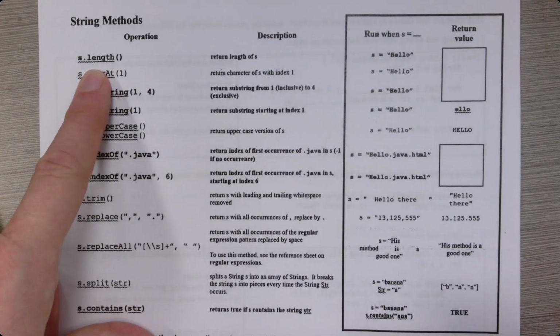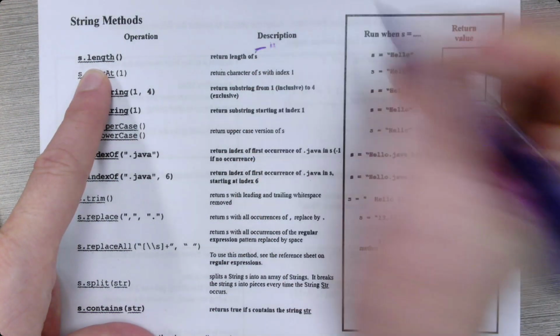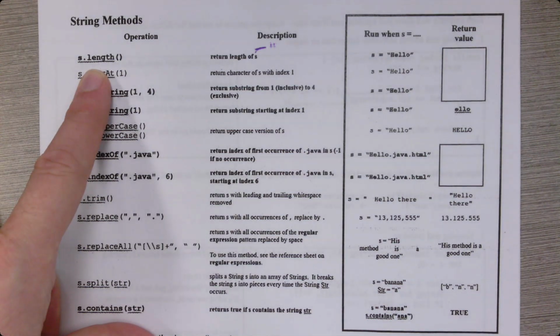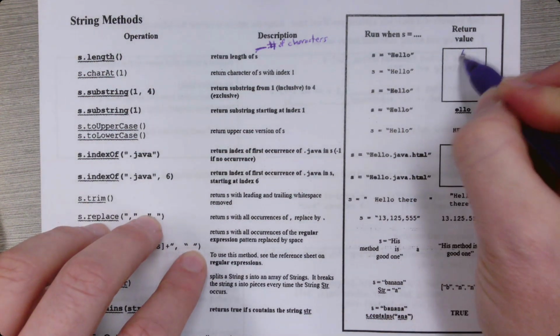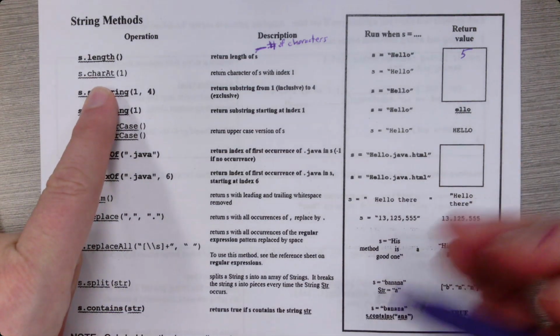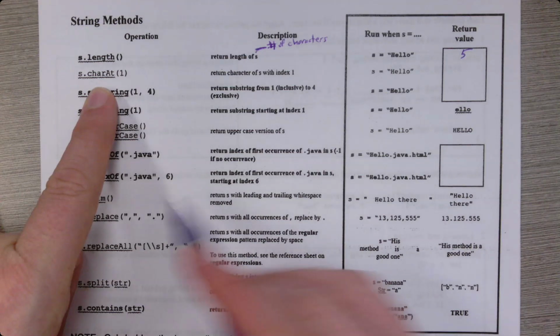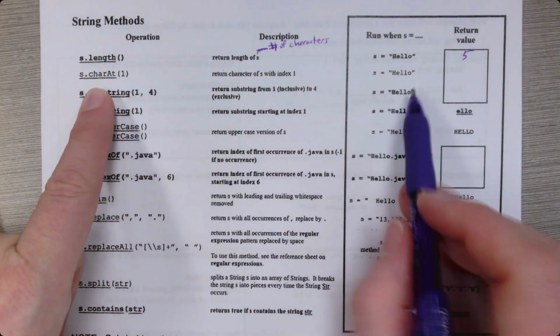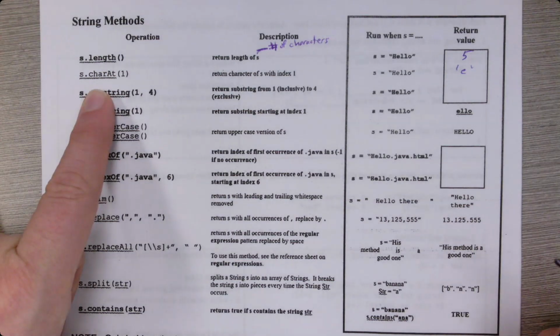Length returns the length of the string. The length of the string is just the number of characters. So the number of characters in hello is 5. charAt returns a char data type, which we don't use in this class, but I might as well tell you. This returns the single character at index 1. So here that would be character E. But remember, we're going to try not to do that.